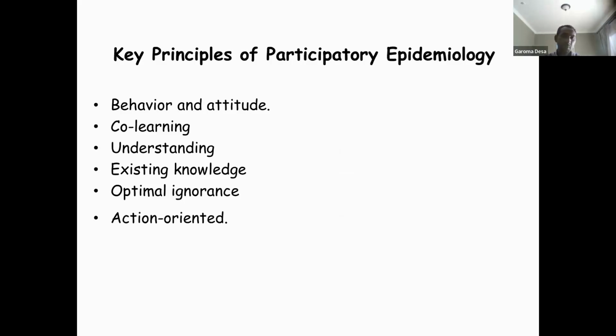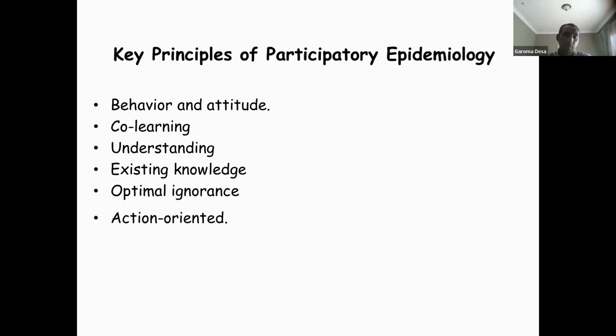In participatory epidemiology, we have to think of our behavior and attitude when we are working with the community. We have to respect them. It is good to listen more rather than to speak more. We act just like a facilitator, not as an expert. It is also important to consider co-learning, which is two-way. We can learn from them; they can also learn from us. It is a combination of scientific knowledge and traditional knowledge, understanding existing knowledge, optimal ignorance, and being action-oriented.